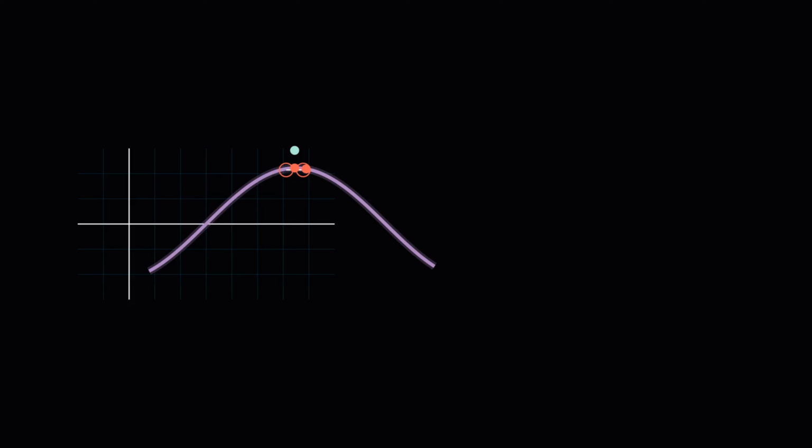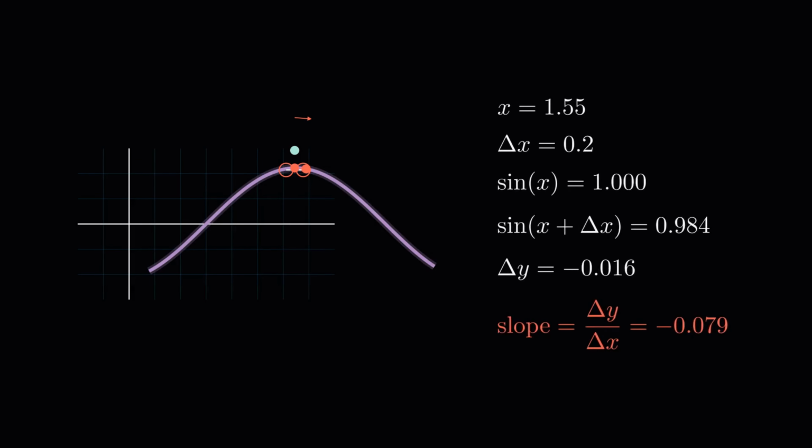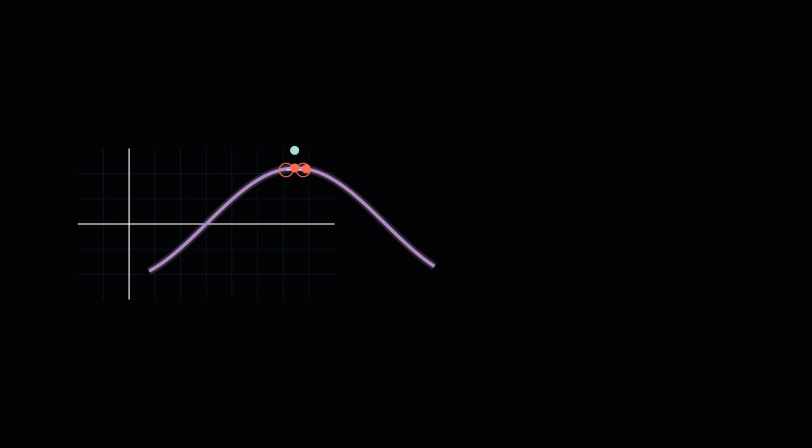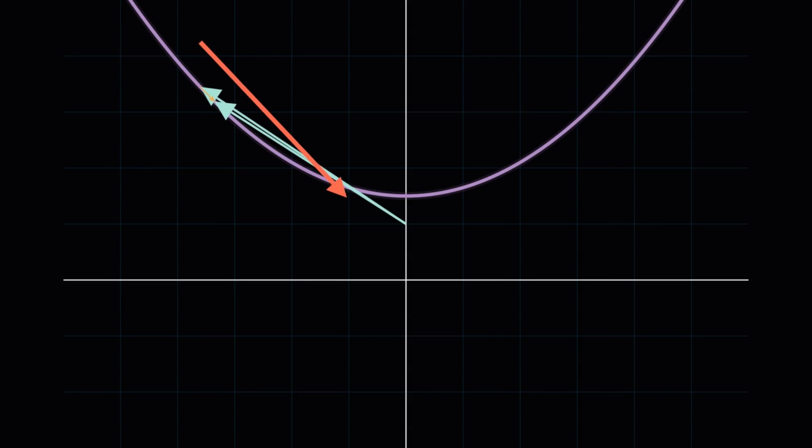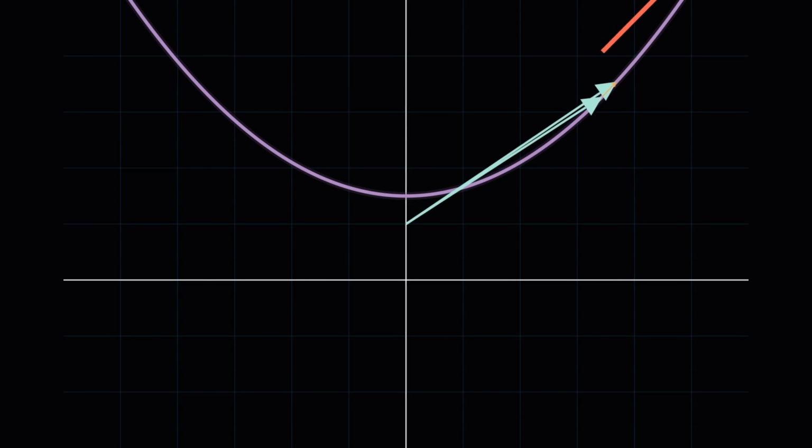Finally, near 1.55, the curve becomes steep. A small step now causes a large increase in height, and the gradient turns red, clearly marking the direction of fastest rise. Across all three cases, the rule remains the same. Step forward, measure the change, and let the gradient reveal both direction and strength.